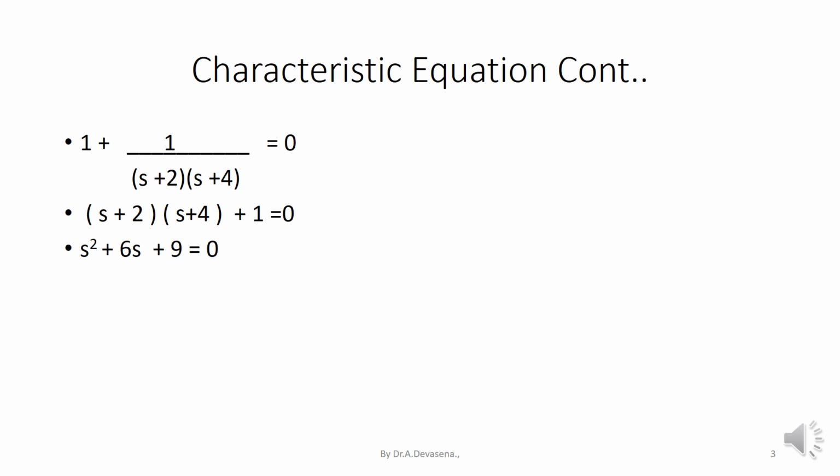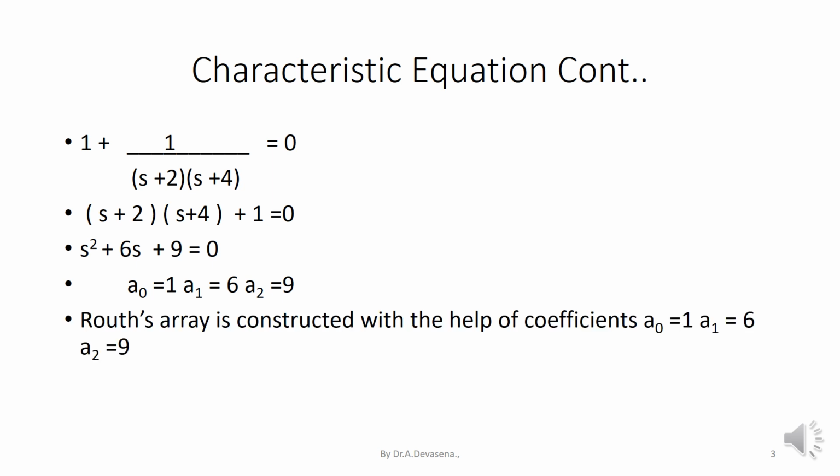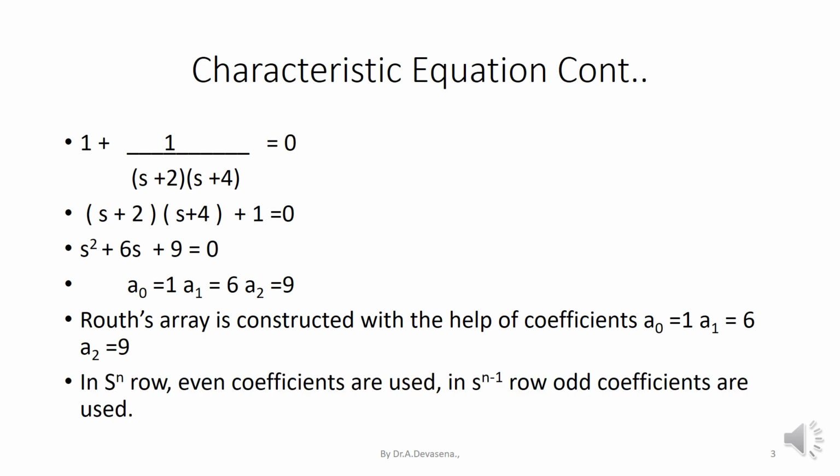The coefficient of s square is a0, its value is 1. The coefficient of s is a1, its value is 6. And the constant is a2, its value is 9. That is, a0 is equal to 1, a1 is equal to 6 and a2 is equal to 9. With the help of these coefficients, we are going to construct Routh's array. In the s power n row, even coefficients are used, and in the s power n minus 1 row, odd coefficients are used.